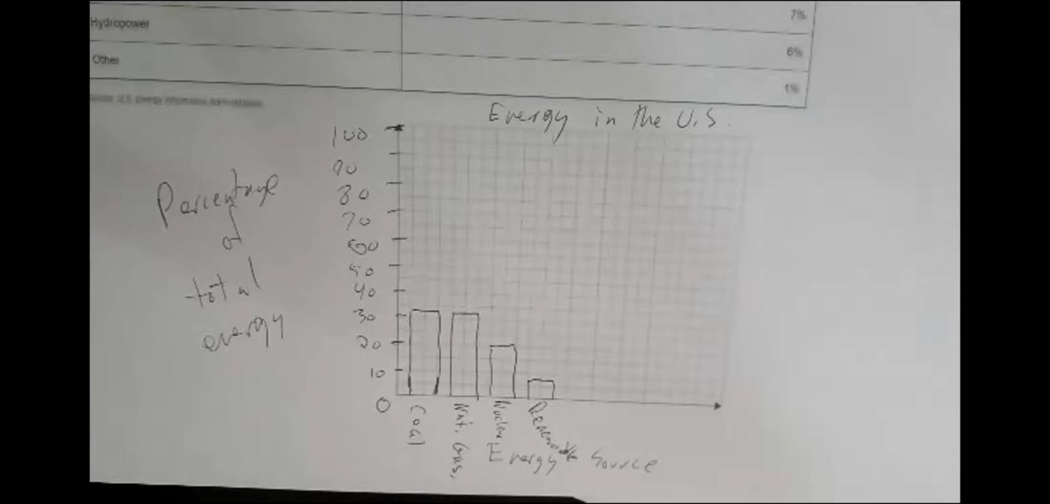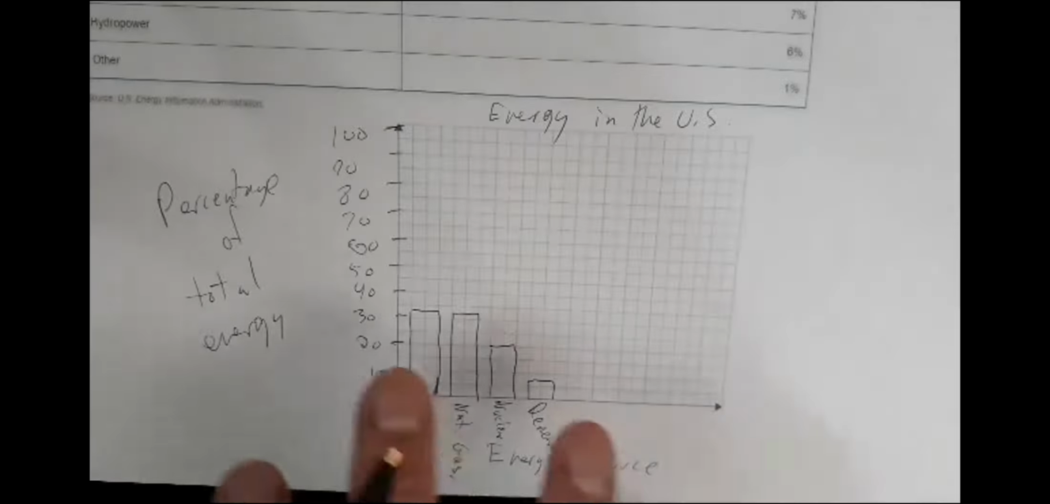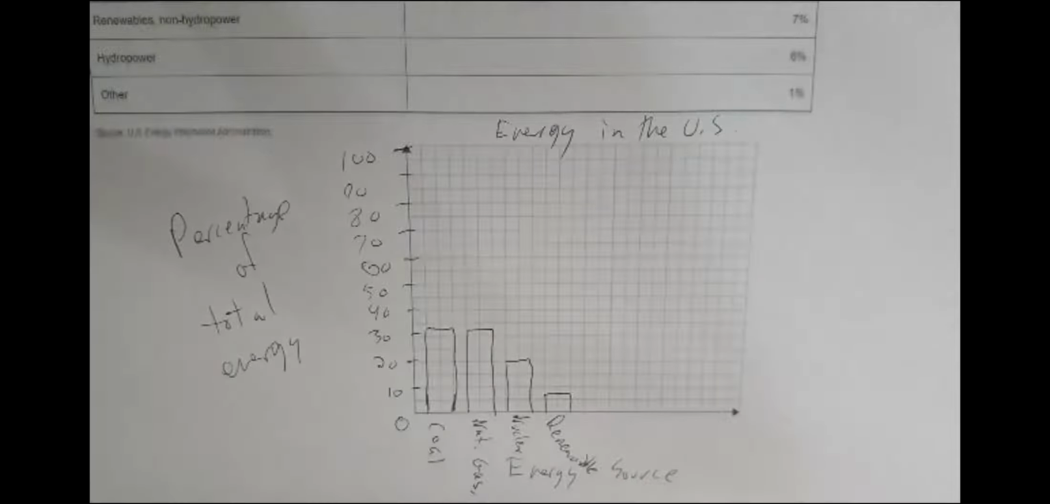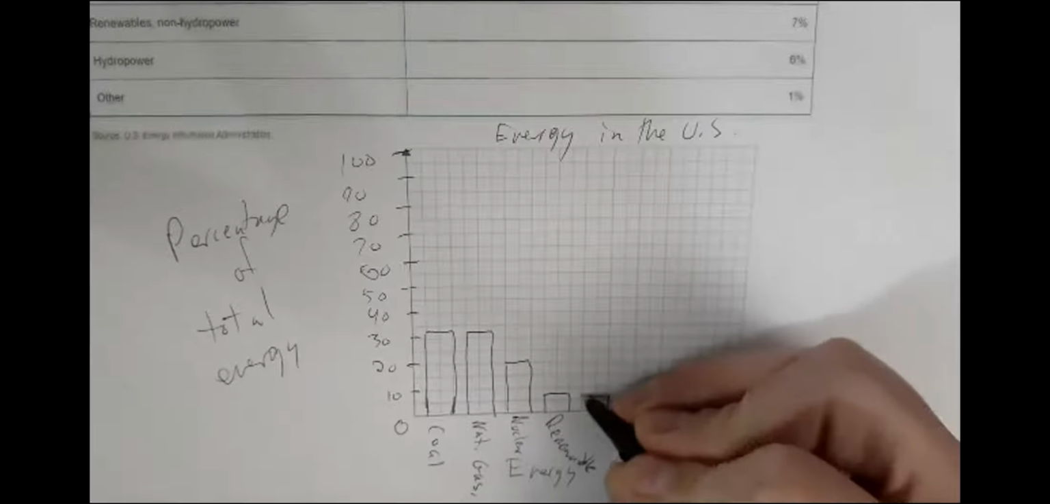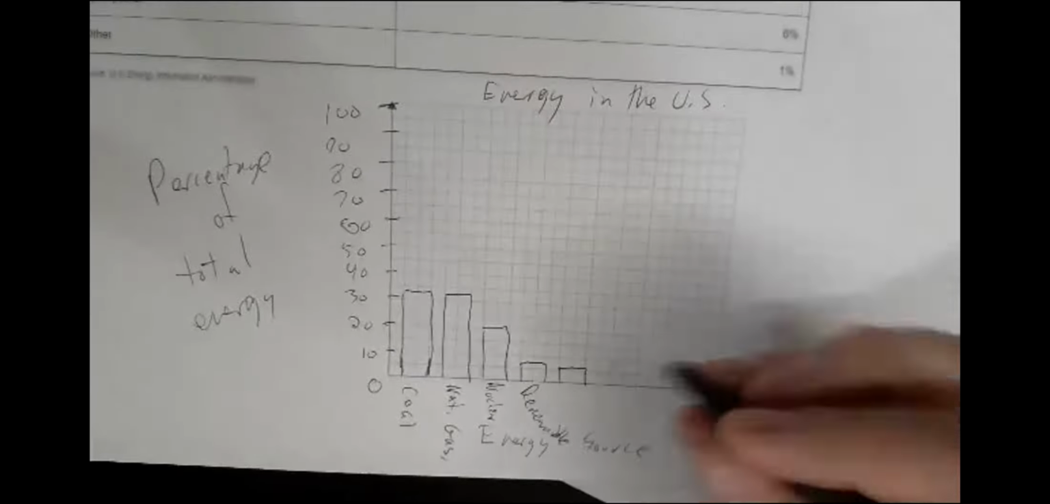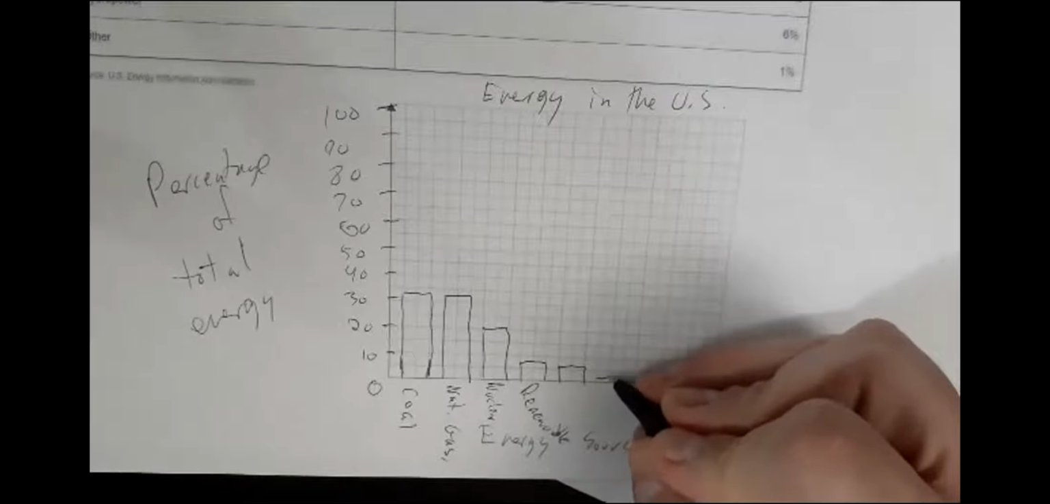Hopefully when I give you a graph, there's enough room so your words aren't running into each other. There we go. We are at what, 6% for hydropower, which is right under 5. And we're right below 5, right at 1%. Trying to get a little bit on here. This is at 1% for other.